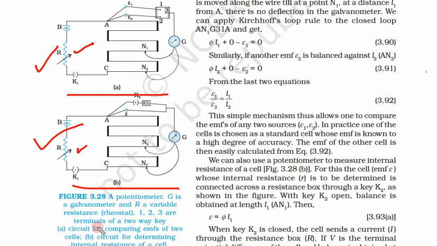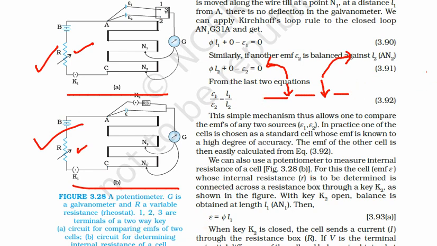1, 2, 3 are terminals of a two-way key. So this 1, 2 and 3 are terminals of this two-way key. Two-way key means you can have the key placed here, so current goes in line 1. If you have the key placed in gap 2, not in 1, current goes this way. So this is called a two-way key.